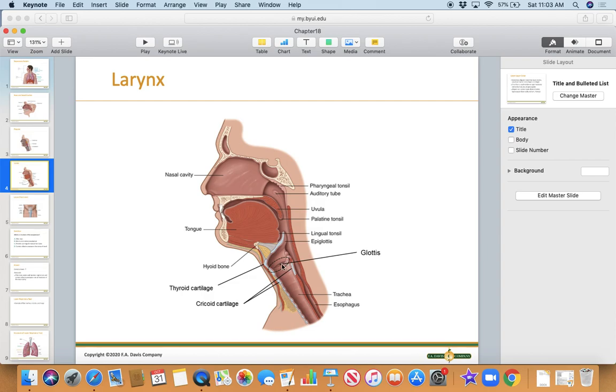Then next we have the epiglottis. So this little flap right here is the epiglottis, and it folds down when we swallow. It covers the trachea when we swallow. That prevents food and liquids from entering the trachea. So it covers the larynx during swallowing. Then the vocal cords are going to produce sound.